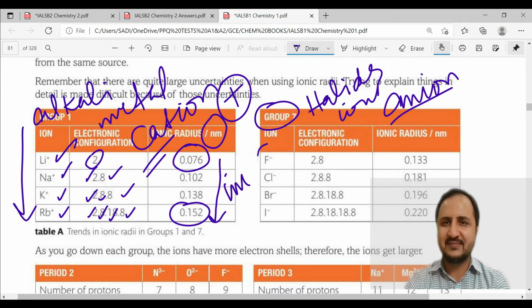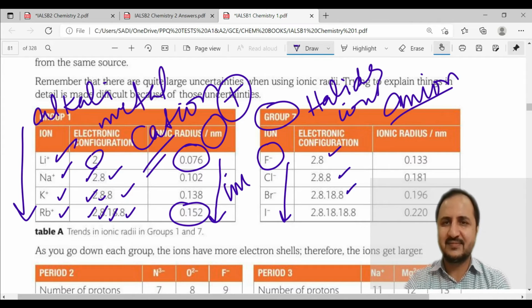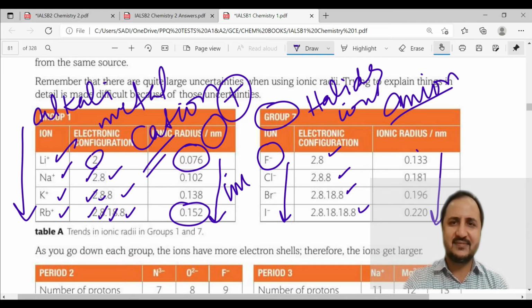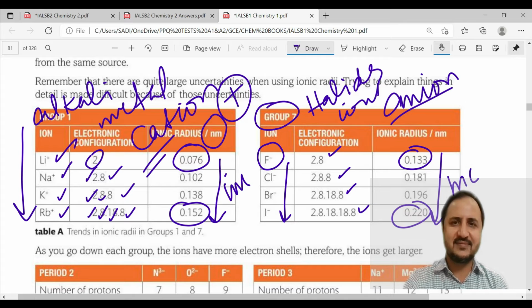Now you can see from fluoride to chloride to bromide to iodide, look at the atomic electronic configuration. It is 2, 8, 8, 8, 8. After gaining 1 electron, they're all completed with their outermost shell. Focus on these values. What is happening down the group? From 0.133, we are moving to 0.22. So there is an increase in that.